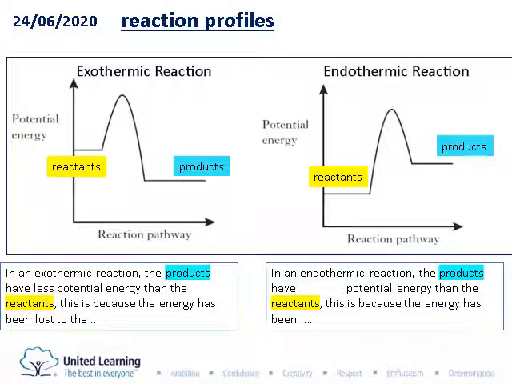So the reactants are lower down than the products. The products have gained energy, and that is because they've taken in energy from the surroundings. Make sure you're using these specific keywords, so surroundings, taken in, given out. You're always talking about energy. That's what my axes are labelled with, and they're labelled with that for a reason.